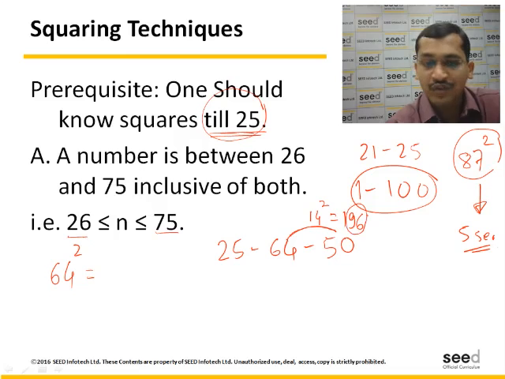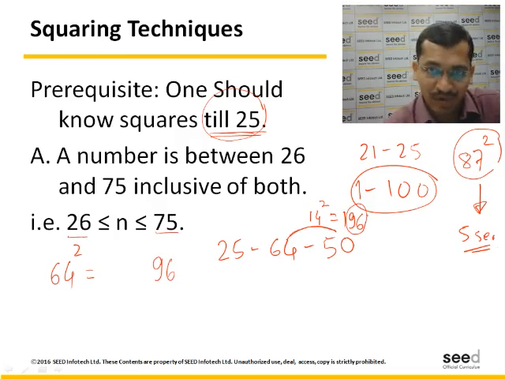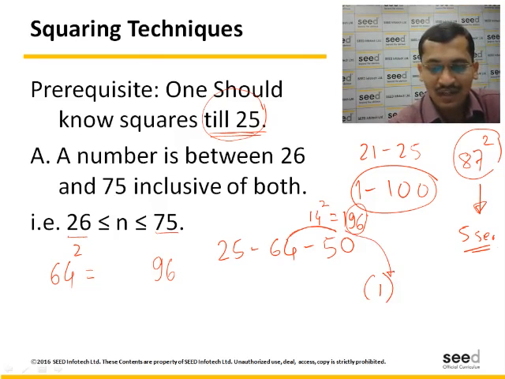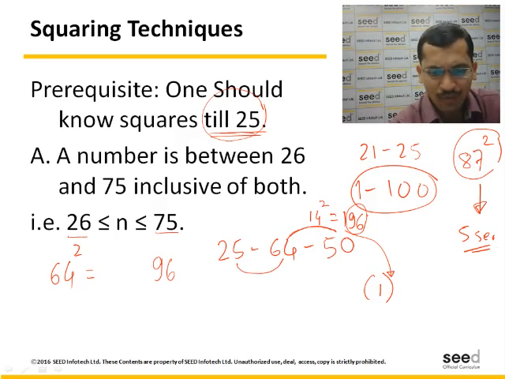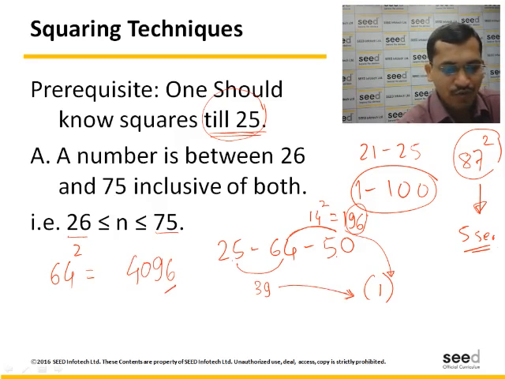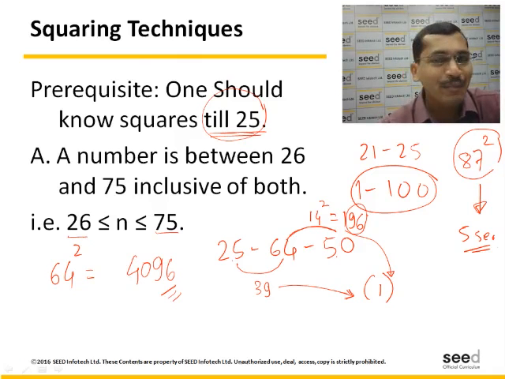Take the last two digits of the square, they will be the last two digits of the answer. So the last two digits are 96, and this 1 is the carry. Then take the difference between 64 and 25. How much is the difference? This difference is 25 plus 14, so 39 is the difference, plus carry. 39 plus 1, 40. So 4096 is the square of 64. So simple, so fast, so accurate, right?